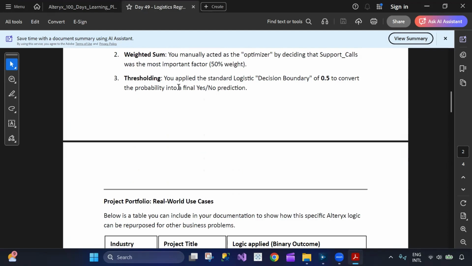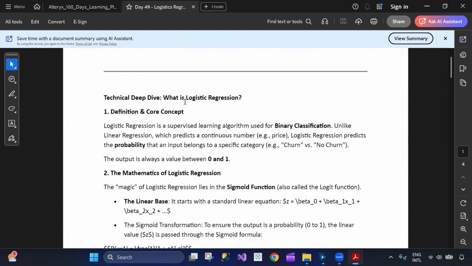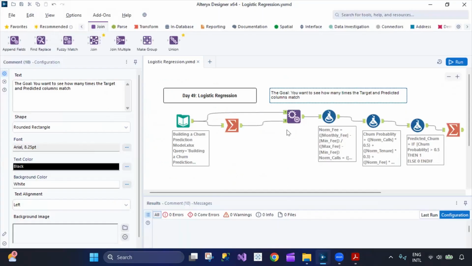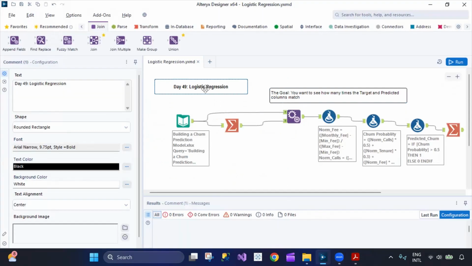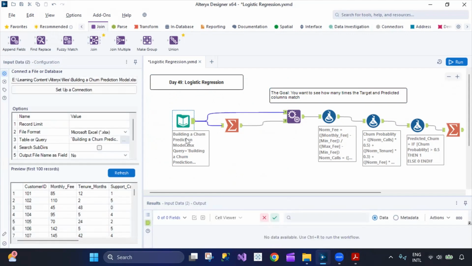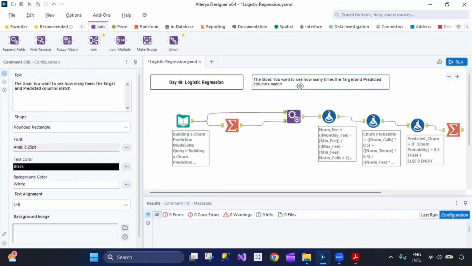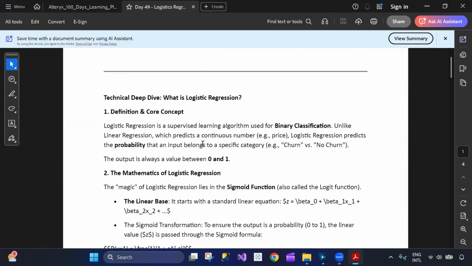So let's jump into what exactly logistic regression is as a mathematical function. The project goal was to understand this very small sample data that I am using: customer ID, monthly fee, tenure months, support calls, and churn. Churn is the target. So I am setting a source as well as a target. The goal is to understand how many times the target and the predicted columns match using Alteryx. Okay, now let's jump into the project.